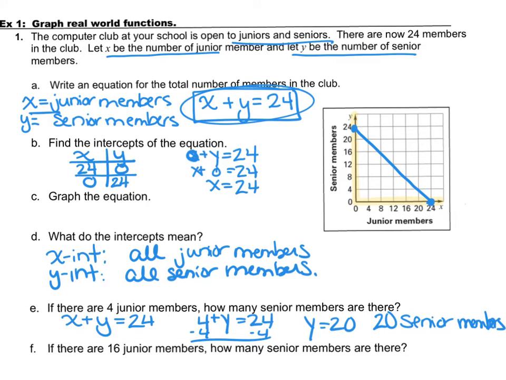Now we could also take a look at this on the graph. So if I had 4 junior members, I'm coming over to the 4, and I'd come up and see where it's crossing. And notice how I'd have 20 senior members.